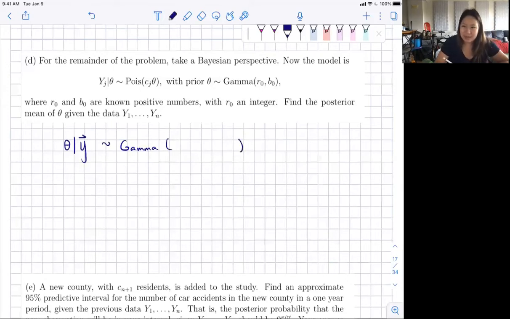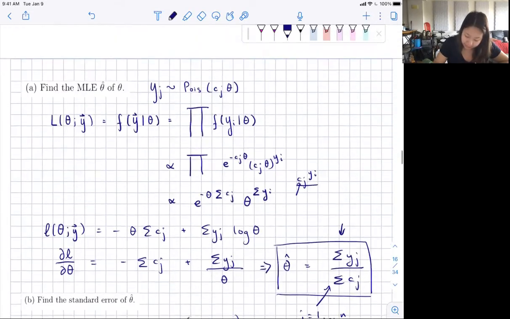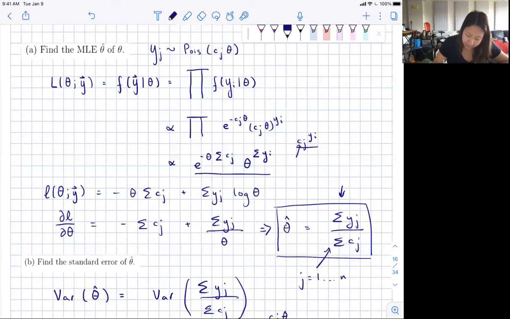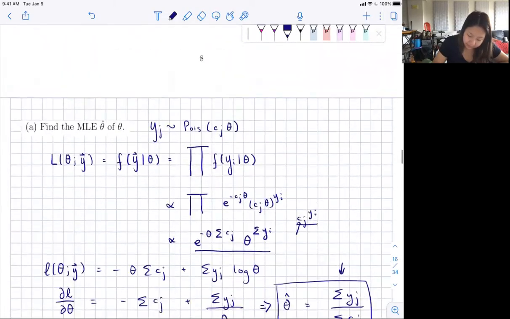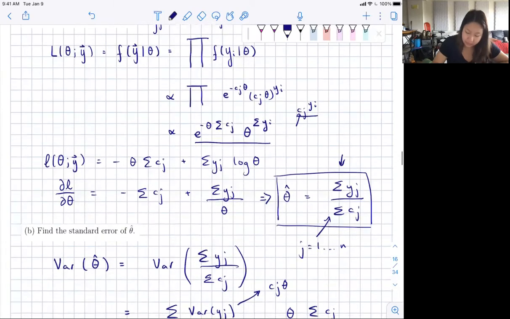I don't have this one memorized. I have beta-binomial memorized, but it's going to be a similar idea. So the posterior is going to be proportional to the likelihood times the prior. And we know the likelihood, we wrote it up here: e to the negative theta sum of c sub j's, times theta to the sum of y sub j's.